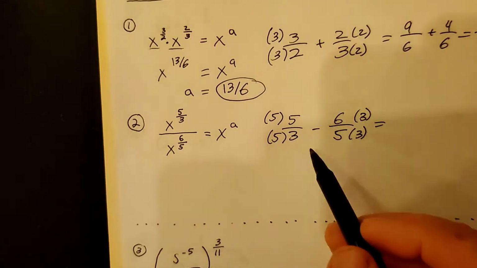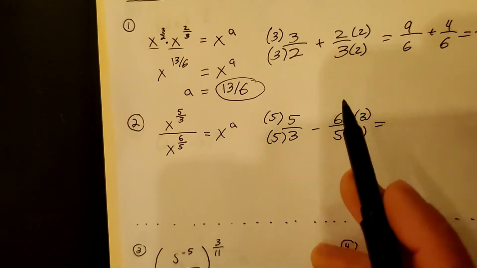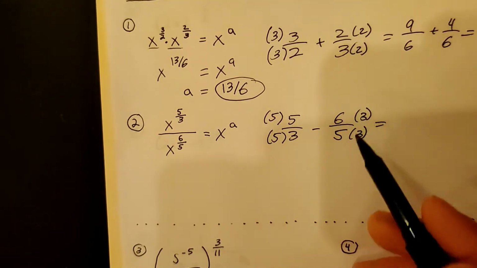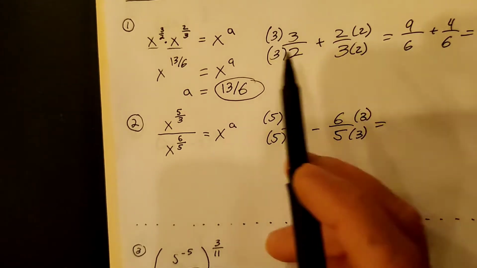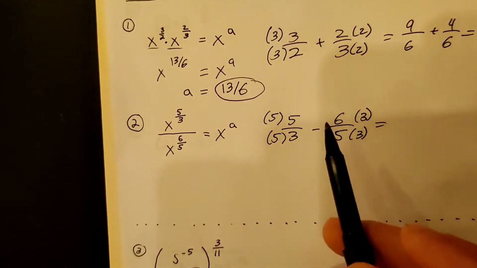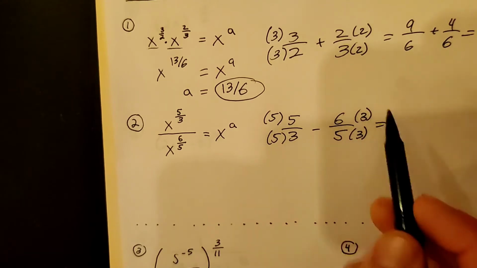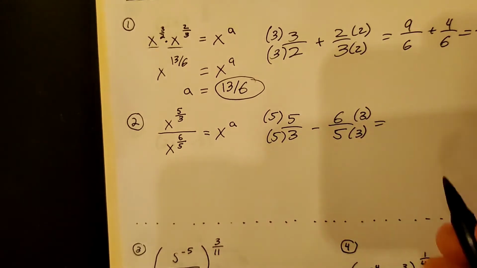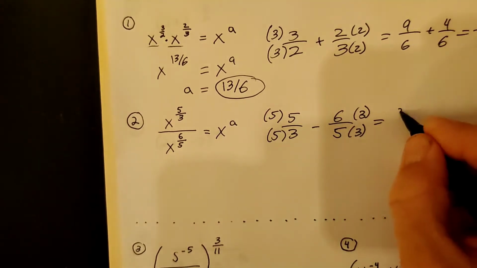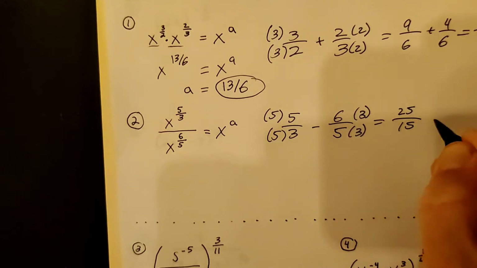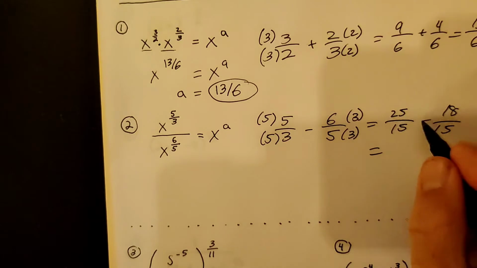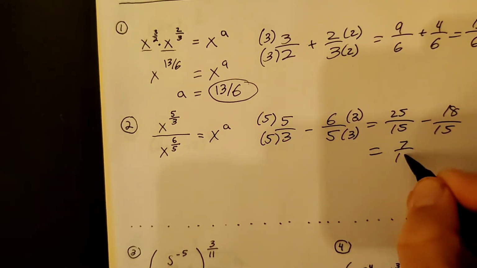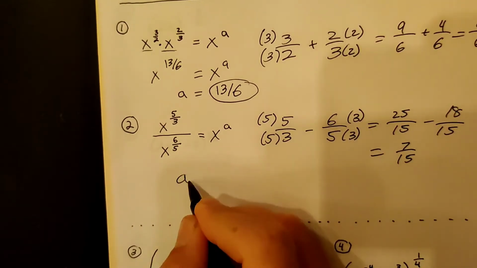So remember, guys, adding and subtracting is tough for fractions, right? For fractions, adding and subtracting is the hard one when you need a common denominator. Multiplying, you just multiply straight across. Dividing, you flip it to a multiplication problem, right? But adding and subtracting are the hard ones. Alright, so 25/15 minus 18/15 equals 25 minus 18 is 7. And that's it. That's what a equals.